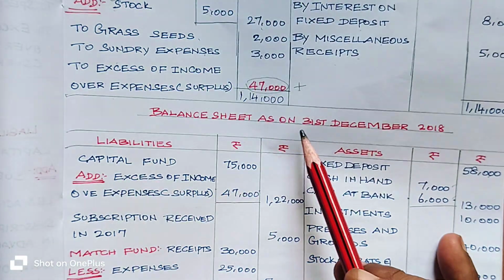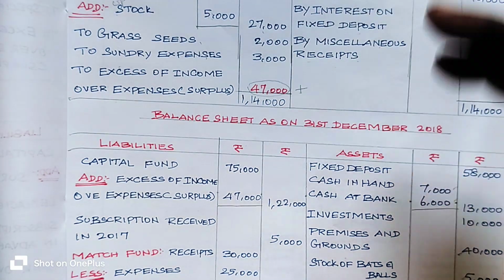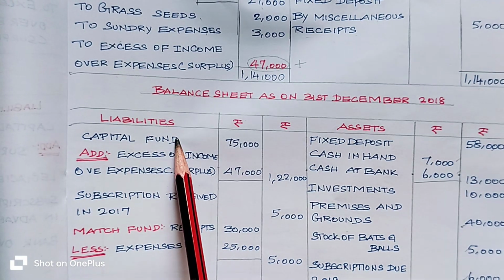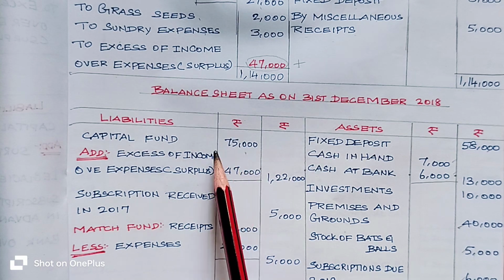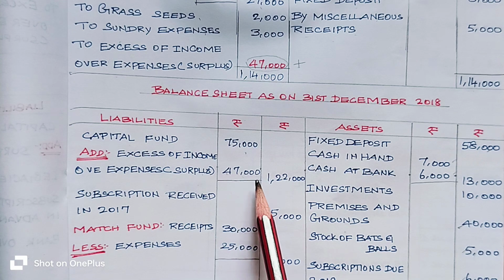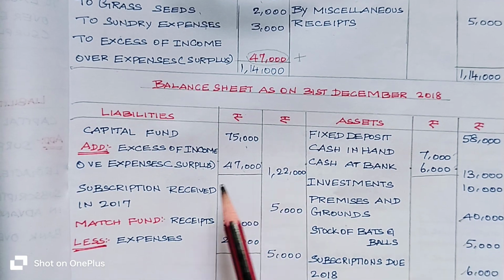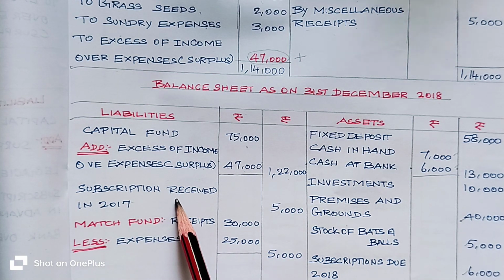The heading is balance sheet as on 31st December 2018. On the liability side, we first enter the capital fund. Just now we prepared the opening capital fund. We have to enter here 75,000. We have to add the surplus value 47,000. You will get 1,22,000 rupees.